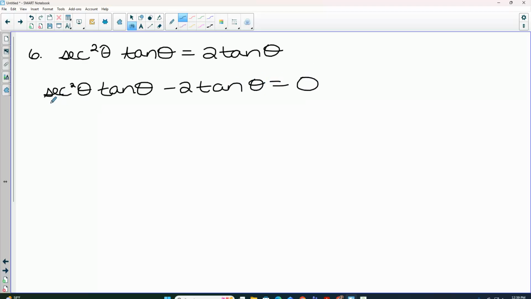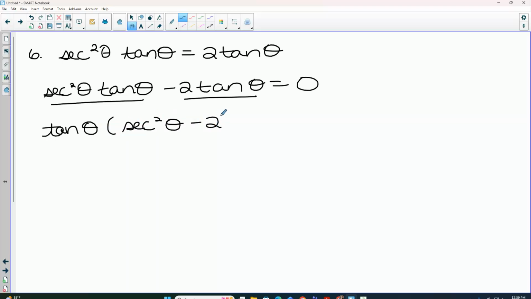Now when I look at it, I have 2 terms. What do they both have in it? Tangent. So it's just algebra. We're factoring, taking out the greatest common factor. Okay. So now at this point, we have 2 things multiplied that equal 0. So we set each one to 0.